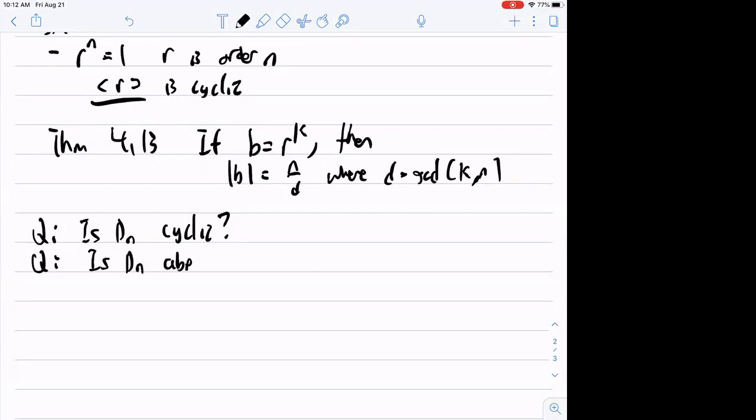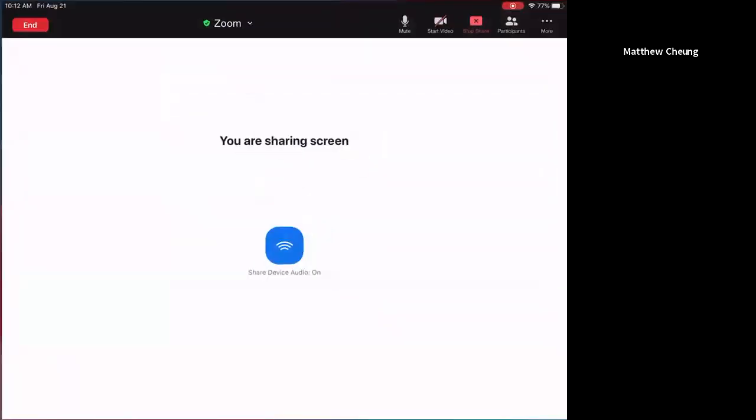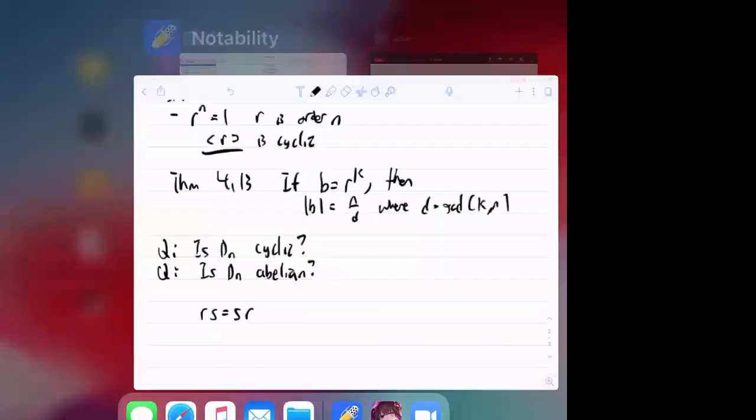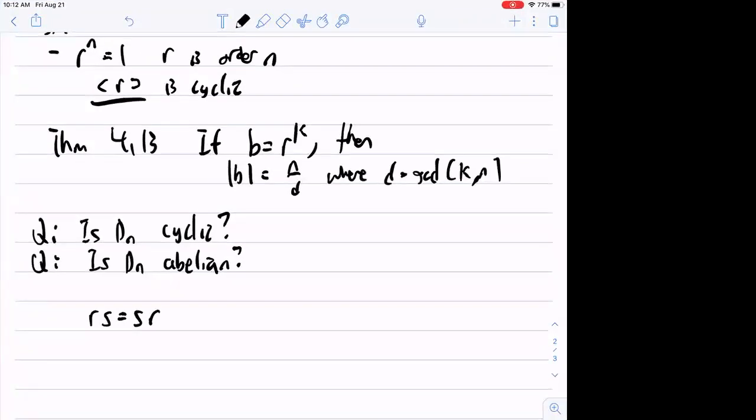So the next question is, is Dn abelian? So what does abelian mean? In particular, it means this, right? Is this true? Is this what the law says? SR is RS. No, right? The law says SR is R inverse S, right? So it's not in particular abelian.